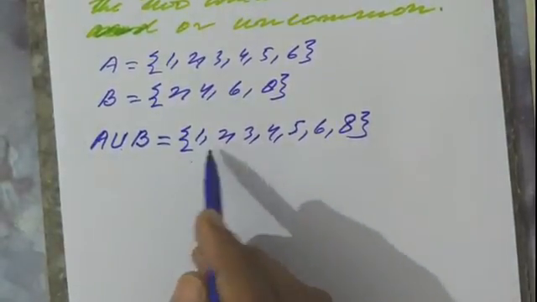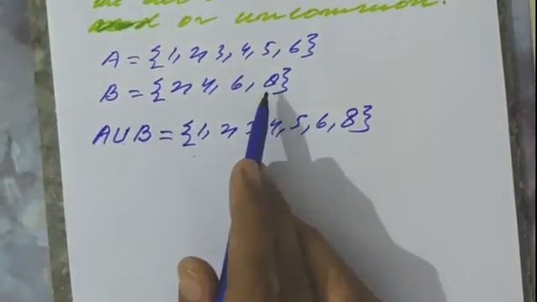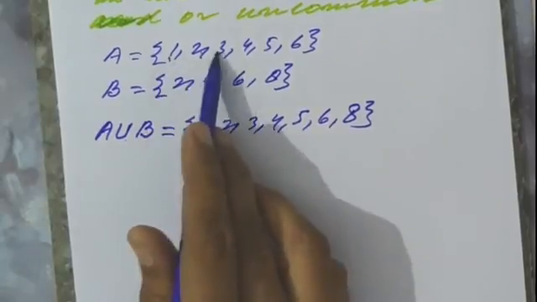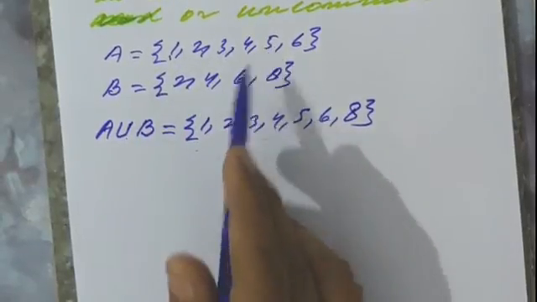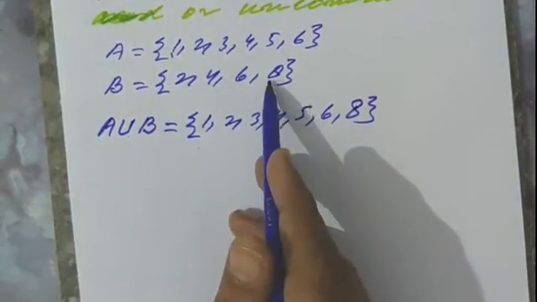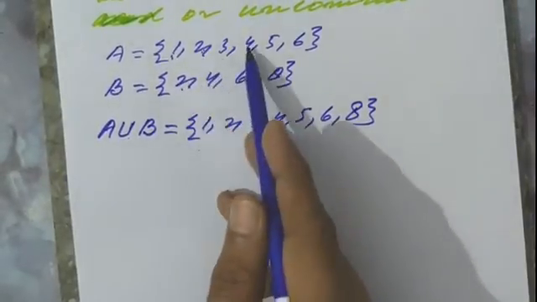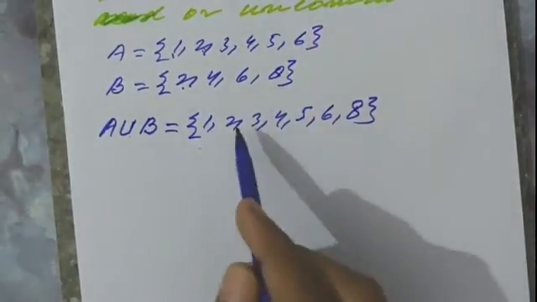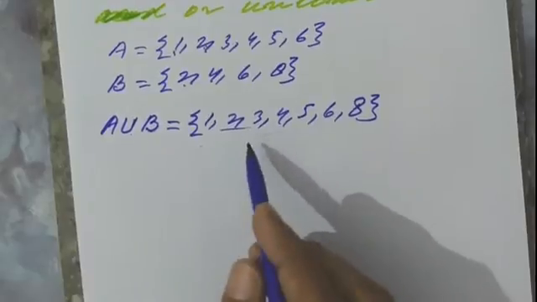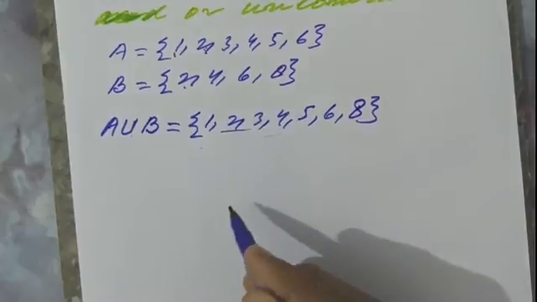As you see, this set has all the elements of set A and set B. Some of the elements are uncommon, like 1, 3, 5, which are in A, not in B, and 8 in B, which is not in A, and some of the elements are common between them, 2, 4 and 6. So all the elements are included in the union of the two sets, provided no element should be repeated.